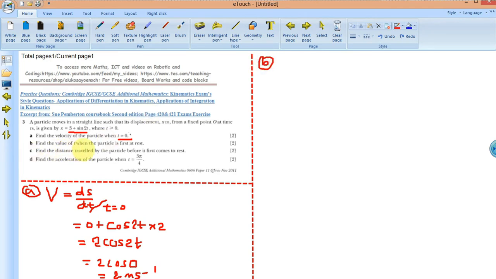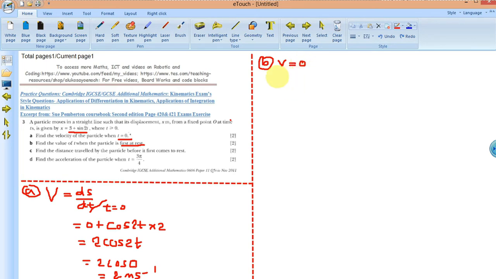Now find the value of t when the particle is first at rest. First at rest. Okay, guys, don't forget that a particle is at rest at an instant when the velocity is zero. So that is velocity at an instant equals 0. The particle is at rest when velocity equals 0.